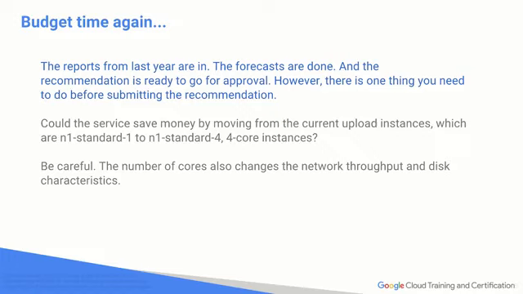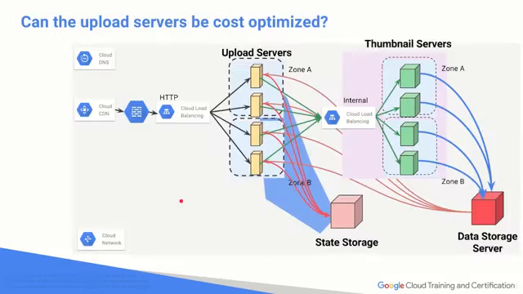We have to ask ourselves, could we save money by perhaps moving the current upload instances, which are N1 Standard 1s, to N1 Standard 4s? And of course, we could apply this to our entire service set, but let's just take one example and move with that. Remember, be careful, the number of cores also changes the network throughput and disk characteristics. So we may benefit if we're in a high throughput situation in which we weren't enabled, say with an N1 Standard 1.